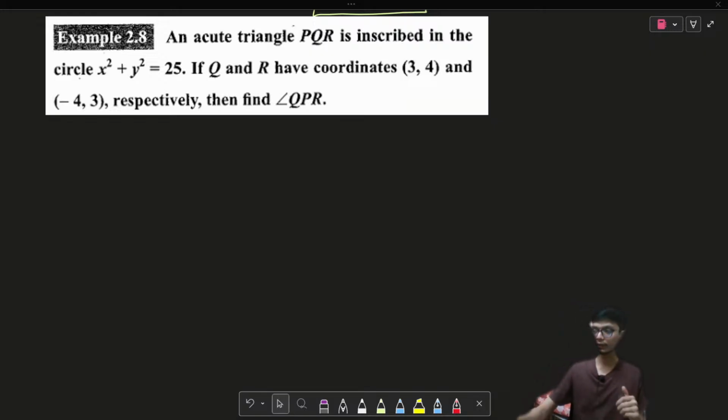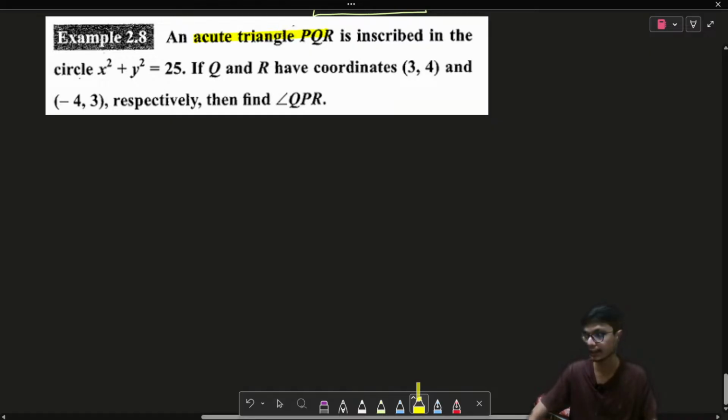Okay, so let us read through the problem. It is said that an acute angle triangle, okay, an acute angle triangle.